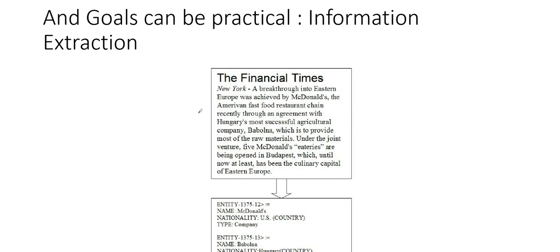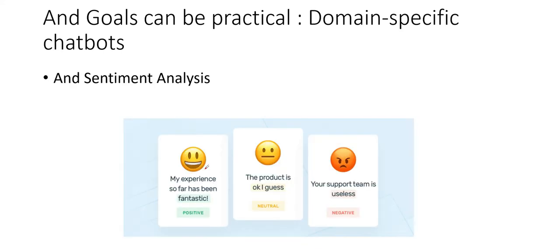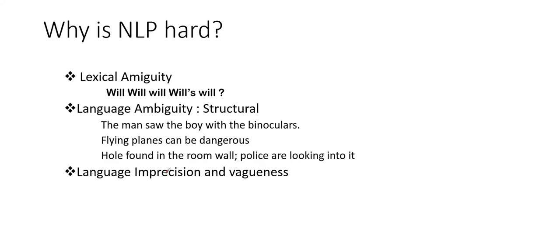Then information extraction from a piece of text: certain entities can be extracted, and the information can be extracted to meet our needs. Sentiment analysis, we have seen, can have positive, neutral, and negative sentiments. So domain specific chatbots can be developed for the same. There are many other goals which we will see in the subsequent sections.